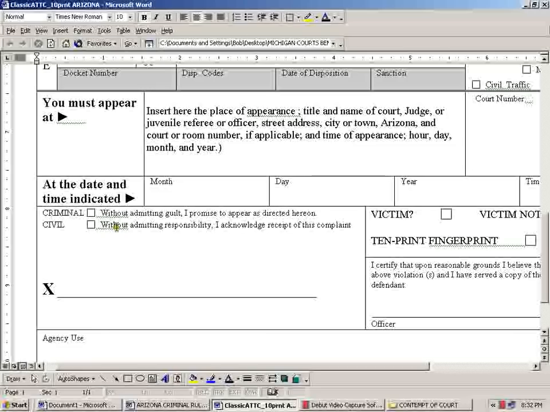Or you don't need to do any of them. If you just sign this box, you're doing both of these. You're saying, without admitting guilt, I promise to appear, and without admitting responsibility, I acknowledge receipt of the complaint. If you don't cross those out, I guess they apply because they're all within the same area. What's that box got to do? That box isn't even on the paper.